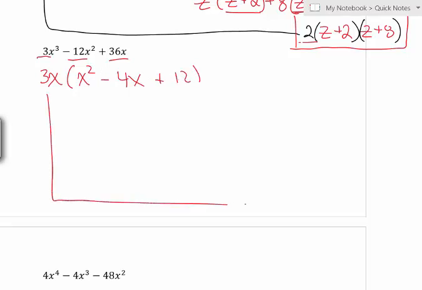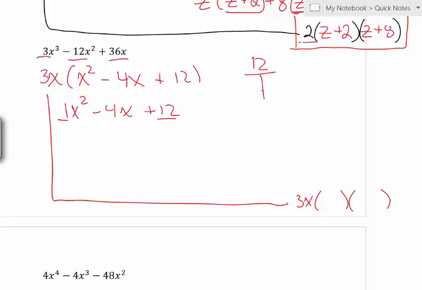Okay. Just like we did before, I don't want to forget my 3x because that's going to be in my final answer. So now, I have x squared minus 4x plus 12. Okay, so remember, 1 times 12, that's 12, right?